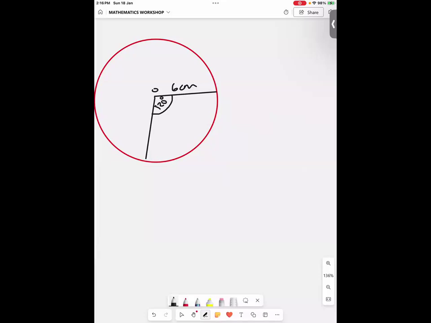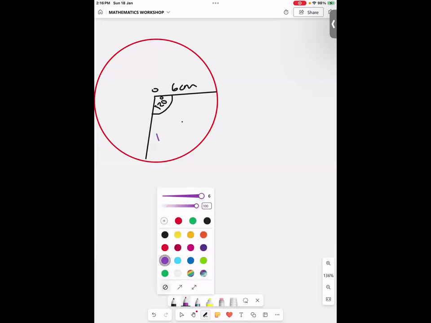So basically, I've drawn one radius. For me to create the sector, I have to draw another radius for the sector to be constructed. So what I'm looking for now is this area inside here. Let me just shade it with purple. So what I'm looking for is the area of this particular shape, this thing here that is in purple.